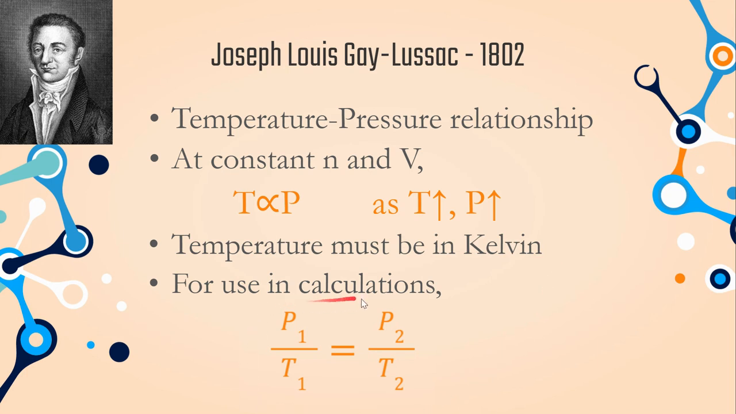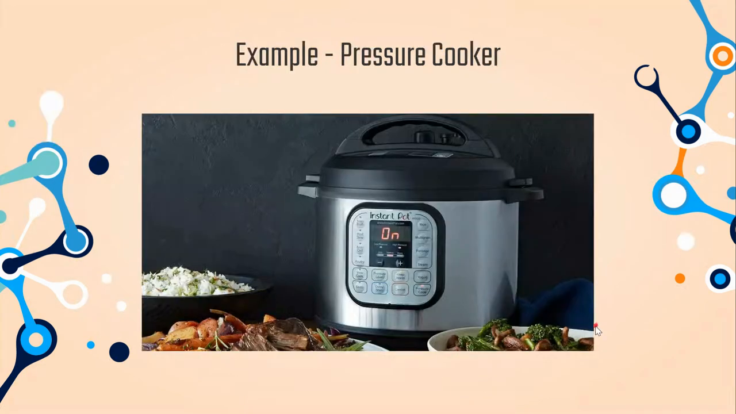And for use in calculations, we'll see it looks very similar to Charles' law, but instead of volume, we're talking about pressure. An example of this would be a pressure cooker. As you turn on your pressure cooker, the temperature increases, and so does the pressure inside that cooker.